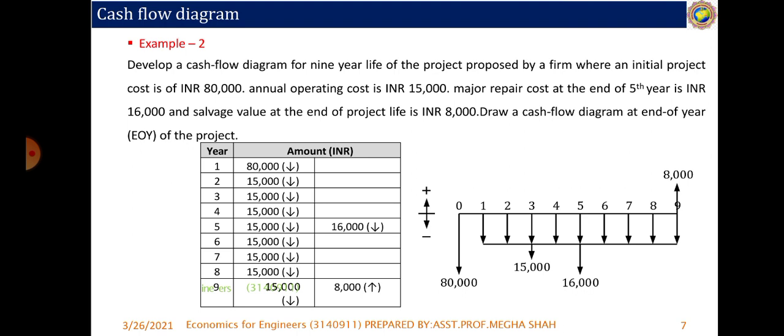On the top of this, 80,000 rupees is the initial project cost, so that is written at the 0th year, 80,000 rupees. Now at last the salvage value is 8,000 rupees. Salvage value is our income from selling any product, so that is written using an up arrow. In this way we can draw a cash flow diagram.